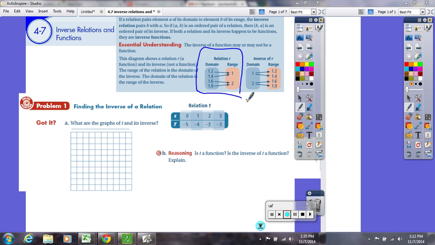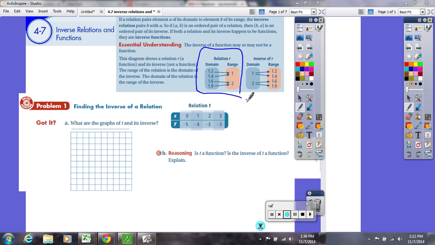So, an inverse is if you have your inputs and your outputs, notice your outputs become your inputs, and the inputs become the outputs. That's the definition of an inverse. So for example, if I had this relation, x is 0, 1, 2, and 3, y is negative 5.